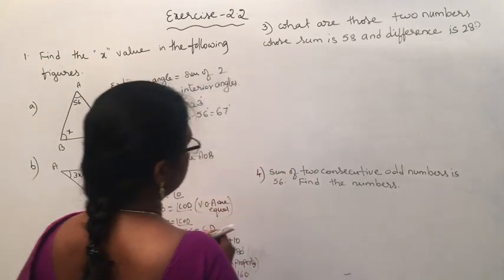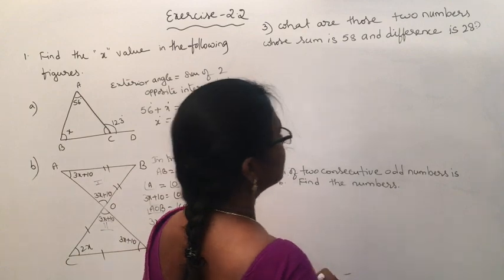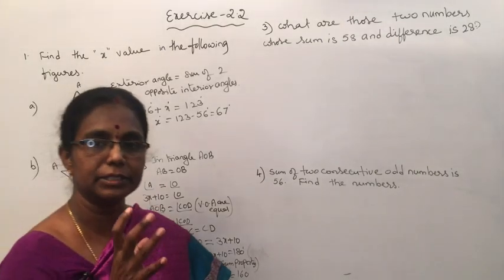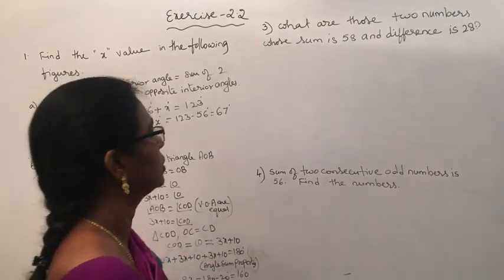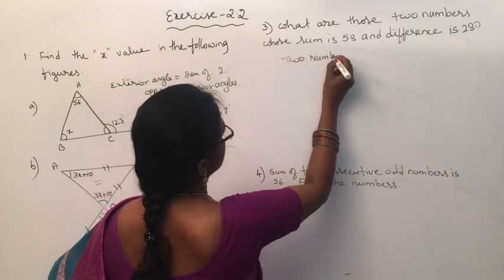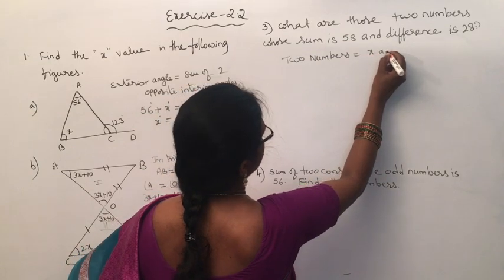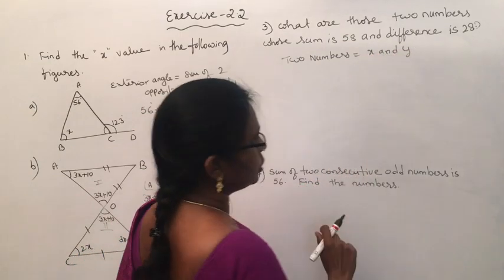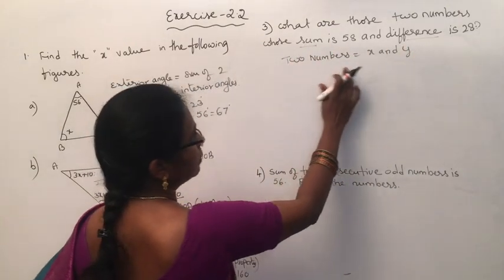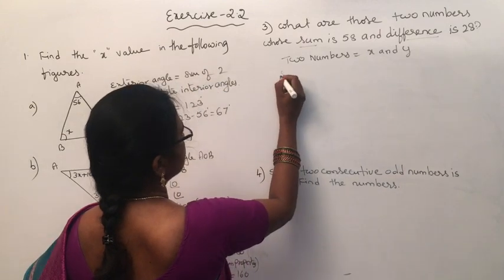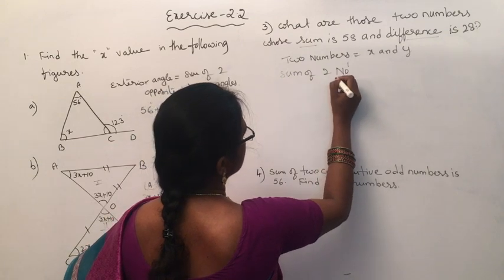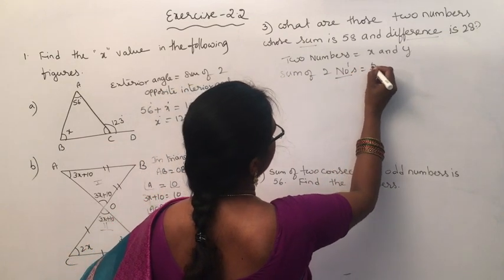What are those two numbers whose sum is 58 and difference is 28? Now here, two unknown numbers are there. Then we have to assume the two unknown numbers as two variables, x and y. We don't know those two numbers. We know only the sum and difference. Then first we have to assume two numbers x and y. Then the sum of the two numbers is equal to 58.